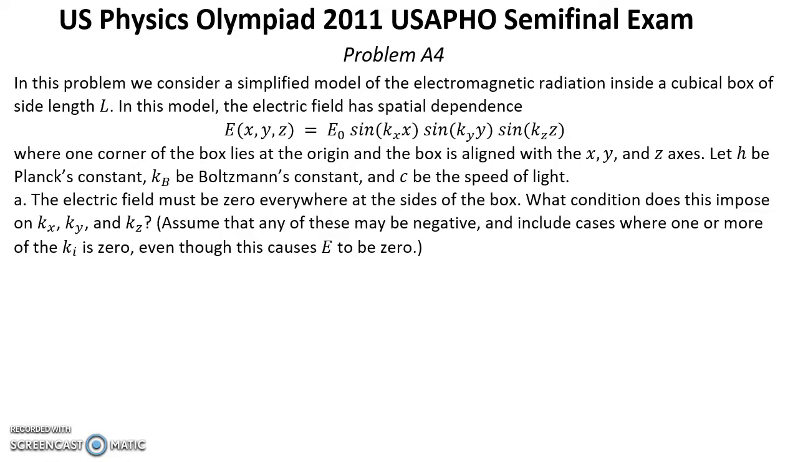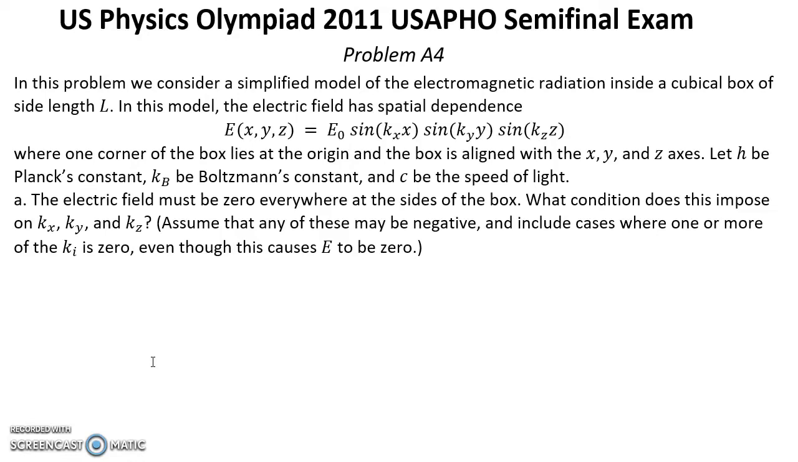In this problem we consider a simplified model of the electromagnetic radiation inside a cubical box of side length L. In this model the electric field has a spatial dependence E as a function of x, y, z equal to this expression, where one corner of the box lies at the origin and the box is aligned with the x, y, and z axes. Let h be Planck's constant, k be Boltzmann's constant, and c be the speed of light.